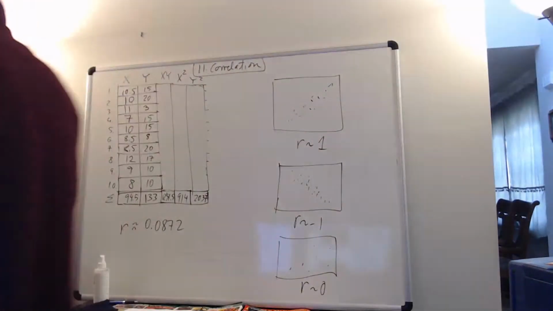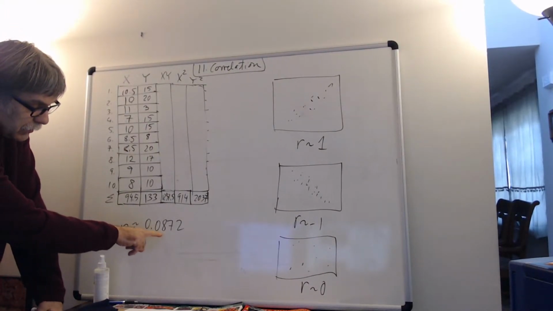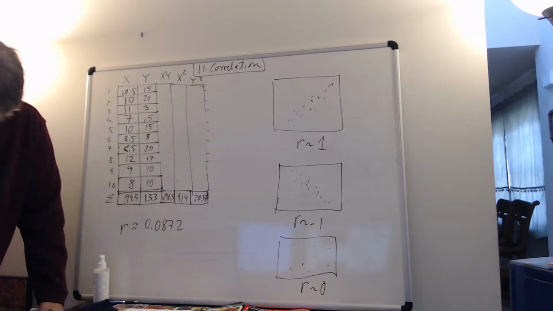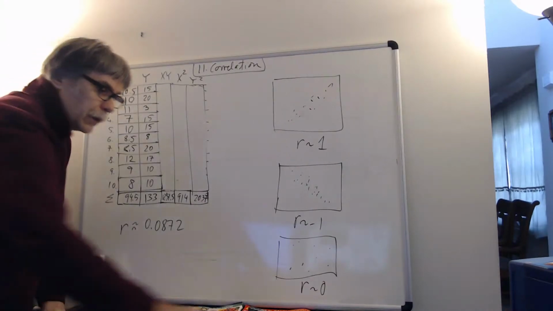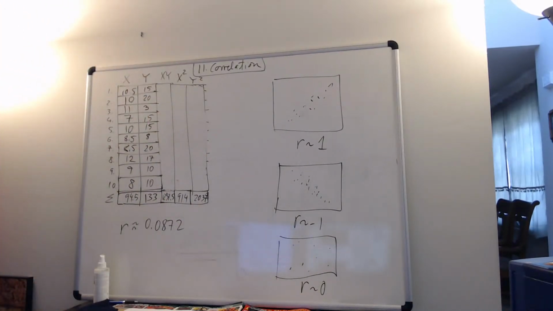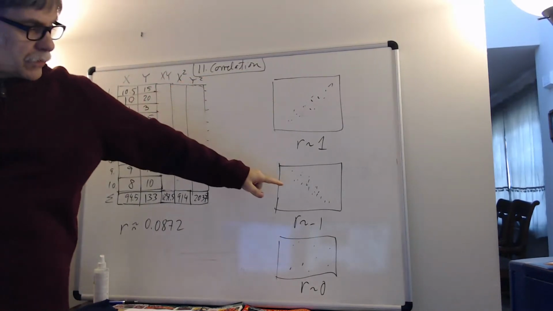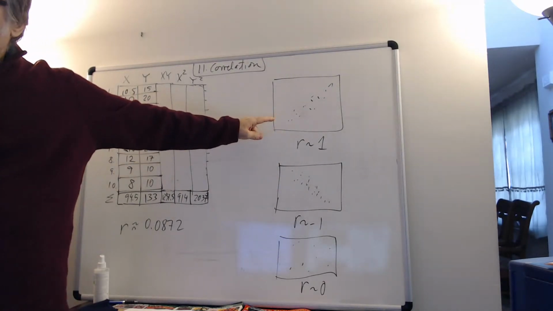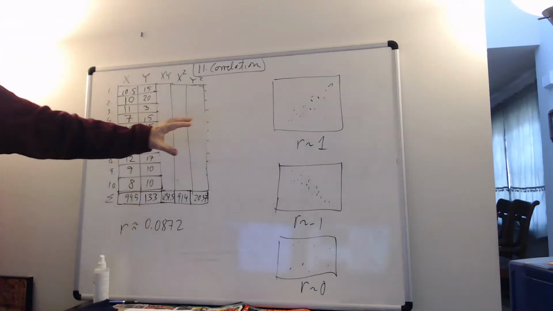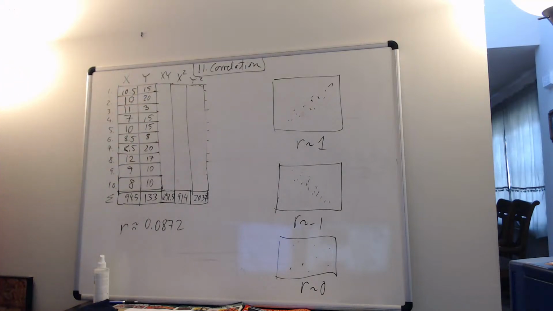So that's the main point of the whole calculation, to see what the R is. Now this R is close to 0. You can see this is 0.0872, that's not even a tenth. So this is an indication of no correlation, right? This kind of correlation will be called positive correlation. This kind of correlation will be called negative correlation. So the closer you get to 1, the more correlation you have. And the correlation is going to be positive, which means that the bigger X, the bigger Y.